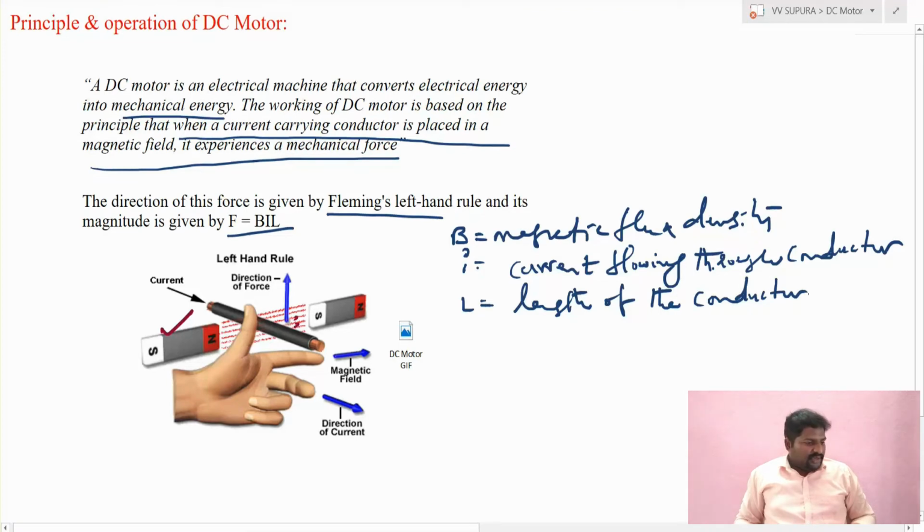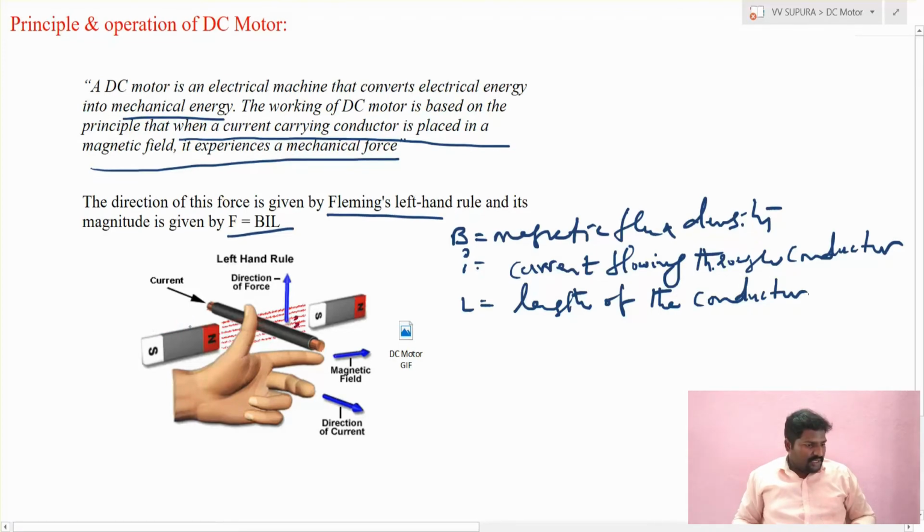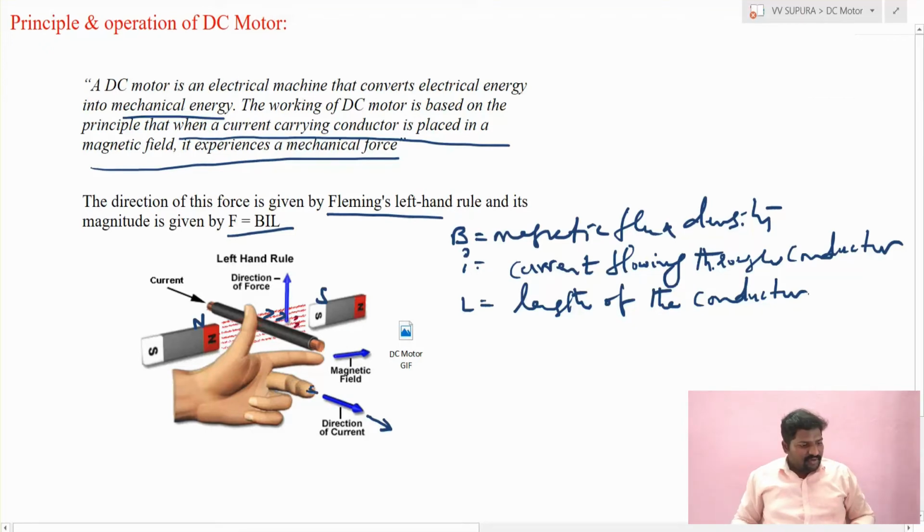Fleming's left hand rule is explained here. This is the north pole and this is the south pole. The magnetic lines go from north pole to south pole, and this is the conductor carrying current in this direction. So the direction of current will be in this way, and the magnetic field will be in this direction. If you place the middle finger of your left hand in the direction of current and your forefinger in the direction of magnetic field, then the thumb will give the direction of force.